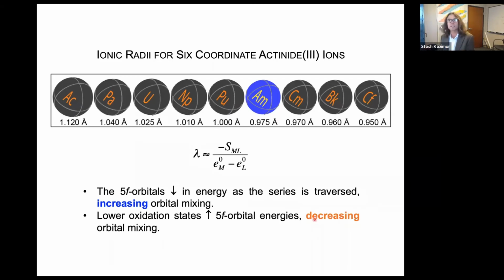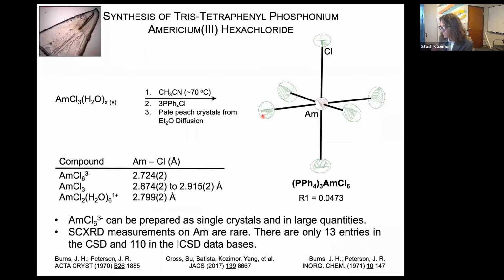And we didn't know which concept was going to be more important. When we go to americium, is its position along the series more important, or is the oxidation state more important? So we had to make this compound at the time. This is a single picture of the single crystals of americium. At the time when we published this, there were not very many examples of americium structures. There were 13 entries in the Cambridge database, and there were 110 in the inorganic database.